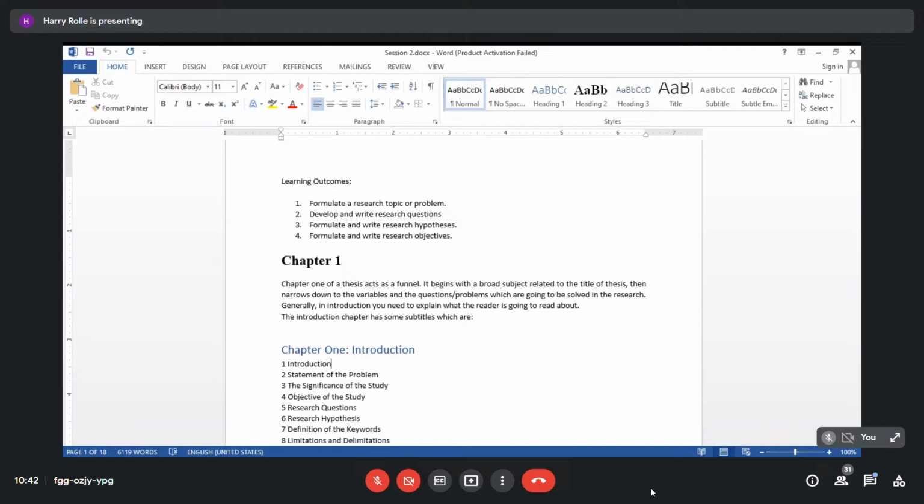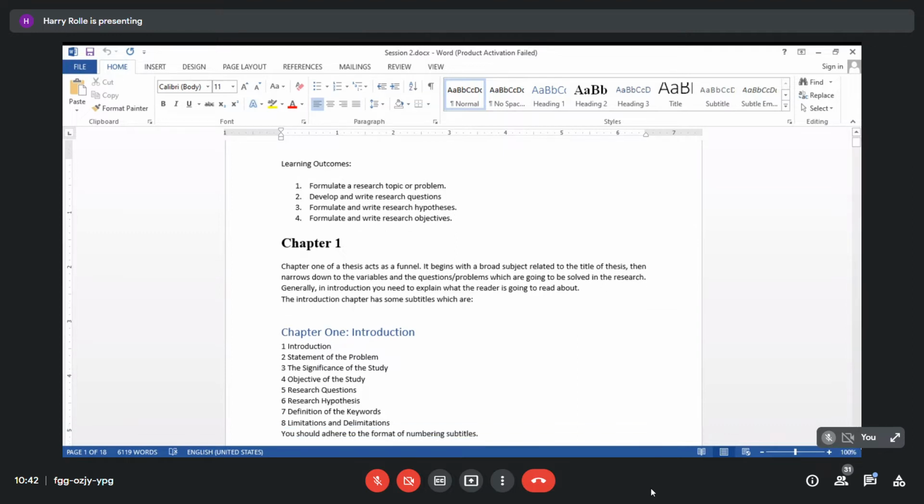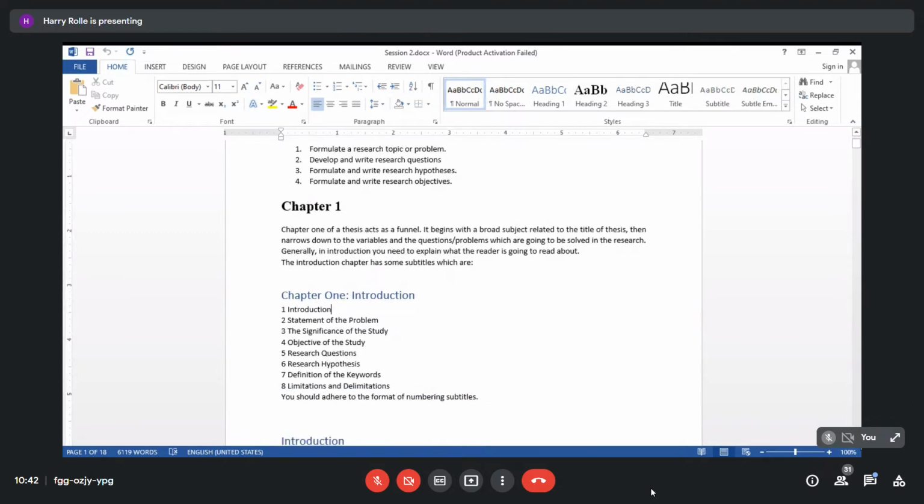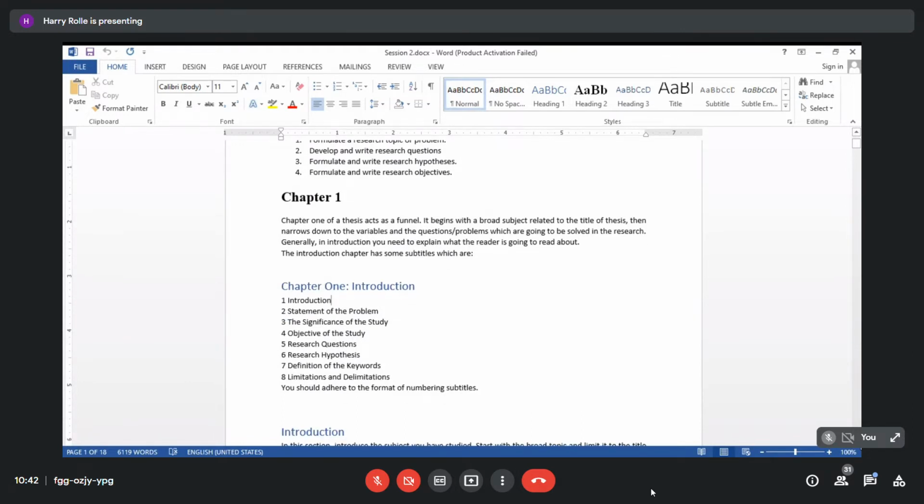So we have different parts of chapter 1. We have number 1, we have the introduction. Number 2, we have the statement of the problems. Number 3, we have the significance of the study. Number 4, we have the objective of the study. 5, we have the research questions. 6, we have the research hypothesis. 7 is the definition of the keywords, and 8 is the limitation and delimitations of your study.